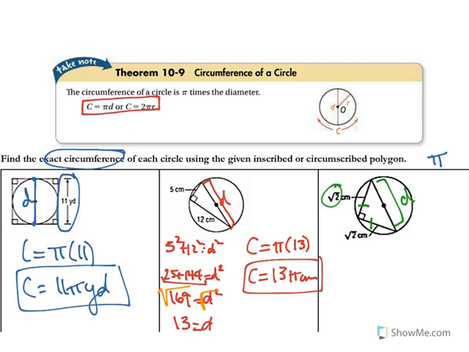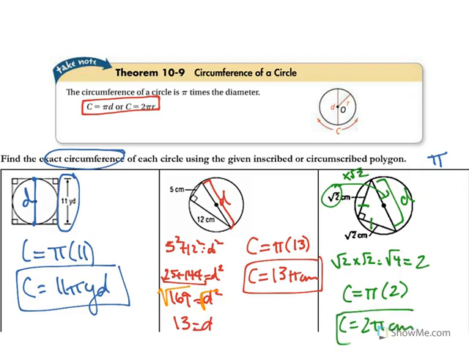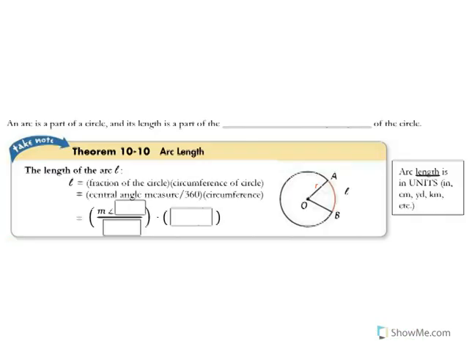How do you get from one leg to the hypotenuse in a 45, 45, 90? Multiply by root 2. Root 2 times root 2 is root 4, or just normal 2. So circumference is going to equal pi times diameter, which is 2. Circumference equals 2 pi centimeters. Awesome.